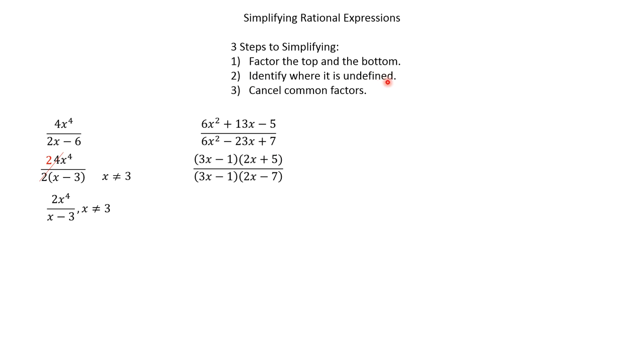All right, step 2, identify where it's undefined. Well, 3x minus 1 can't equal 0, which means that x can't equal, so we add the 1, divide by 3, so 1/3.